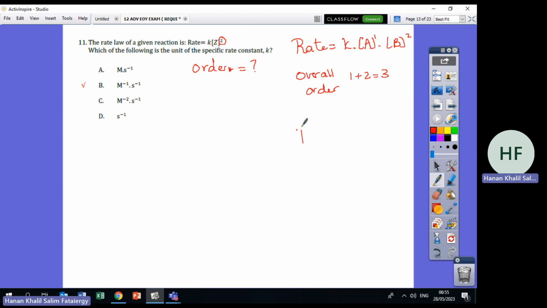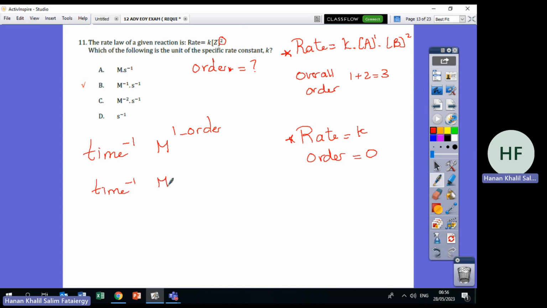Now here, if you say this question, rate equal K, how much is the order? Since there is no A power anything, the order will be equal to 0. Be careful for these two cases. Now here the power is 2, so the order is 2. How do you know the unit of K? K is time power minus 1, M to the power 1 minus the order. The order is 2, so it will be time minus 1, M to the power 1 minus 2, meaning time minus 1, M minus 1. Okay, so time minus 1 is second minus 1, M minus 1, so this is the correct answer.